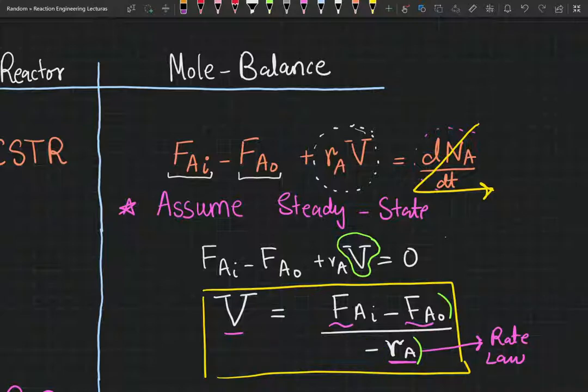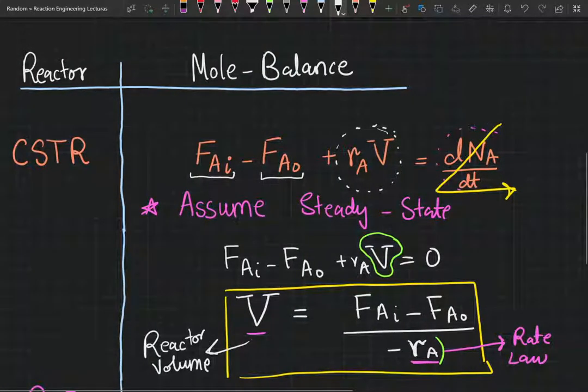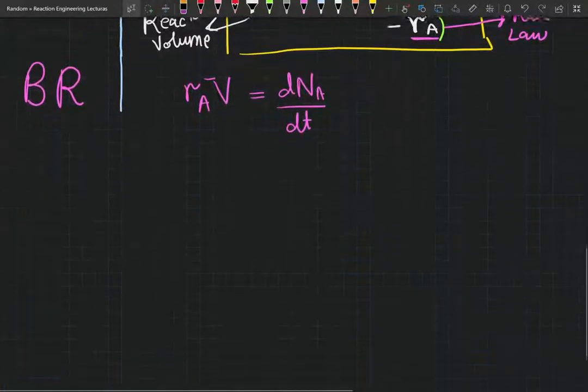So this right here, let me just clean it up a little for you. V is our reactor volume, and that's going to be our sizing parameter. In most cases, we're going to need the reactor volume. In some cases, we're going to use a slightly different design parameter, as you'll see in future videos. CSTR, okay, good. Now let's move on to a batch reactor.